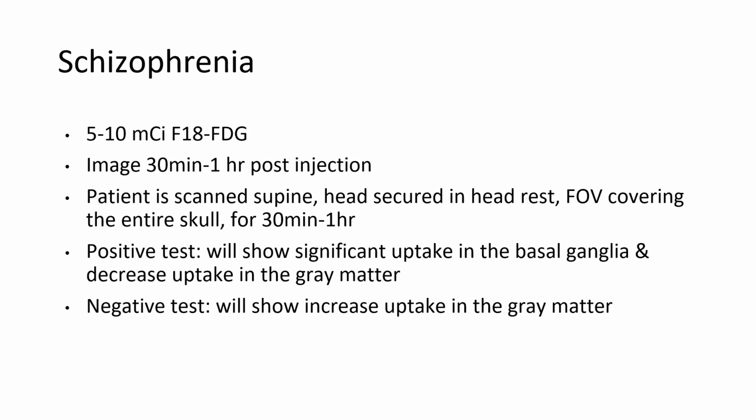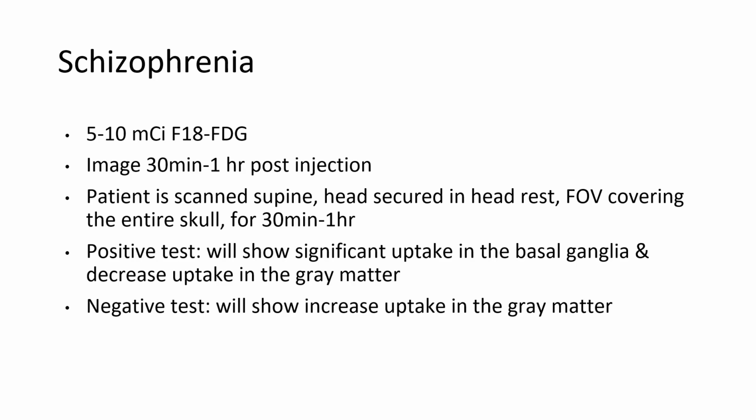So if we're doing schizophrenia, it's typical to give about 5 to 10 millicuries. Now, the procedure guidelines say 10 to 20, and so you could give more. And then a lot of times these are done in research settings, which have very sensitive, top of the line scanners as well. So same thing though, you'll image them about 30 minutes to 1 hour after injection.